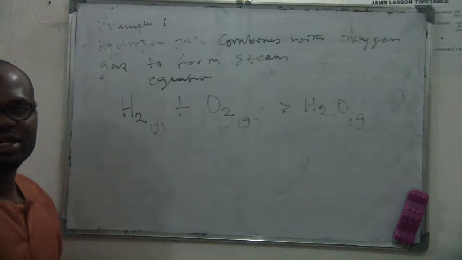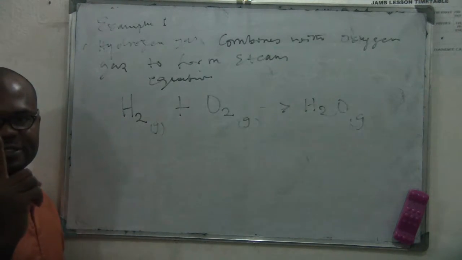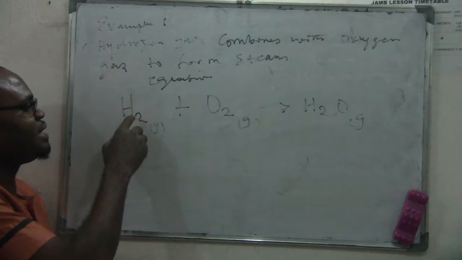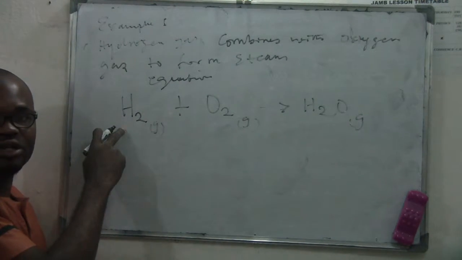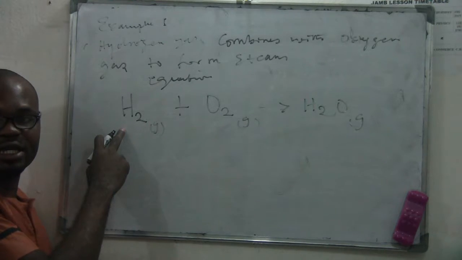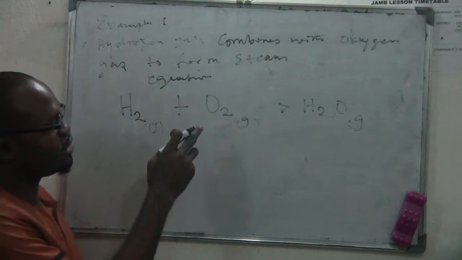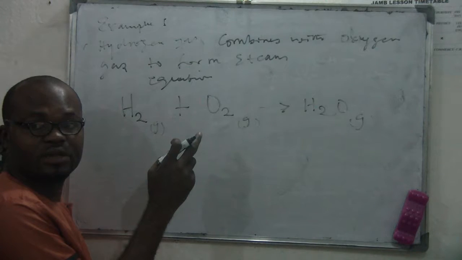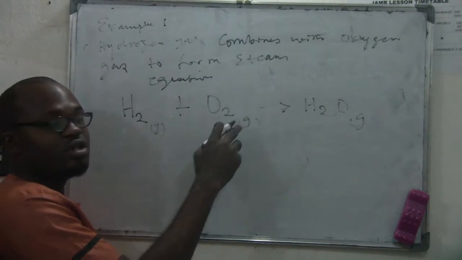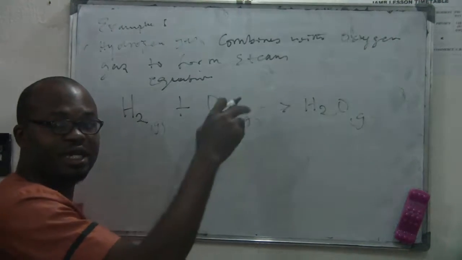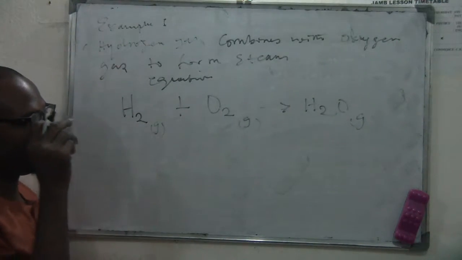But basically, you have to know one thing. For you to have H, you must write it as H2, because it's a diatomic molecule. Most gaseous elements are diatomic molecules. So this one must also be written as O2. But this one can only be written as H2O.